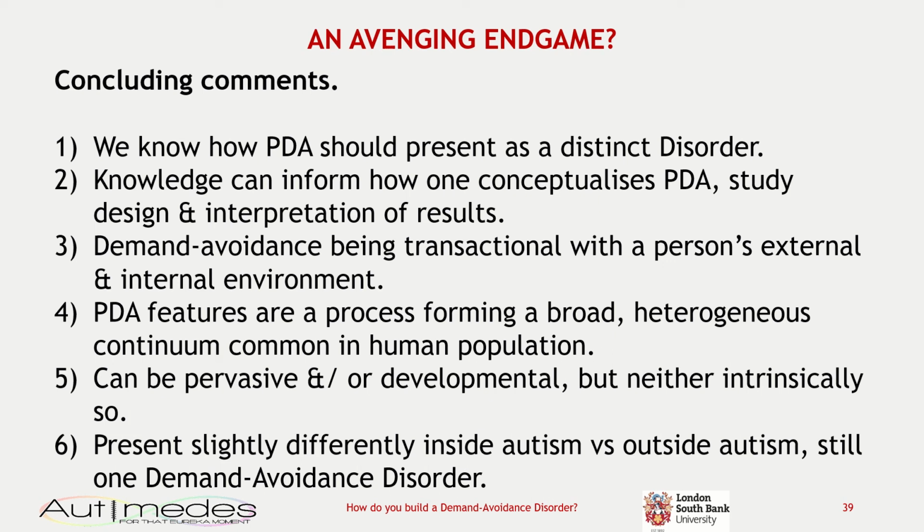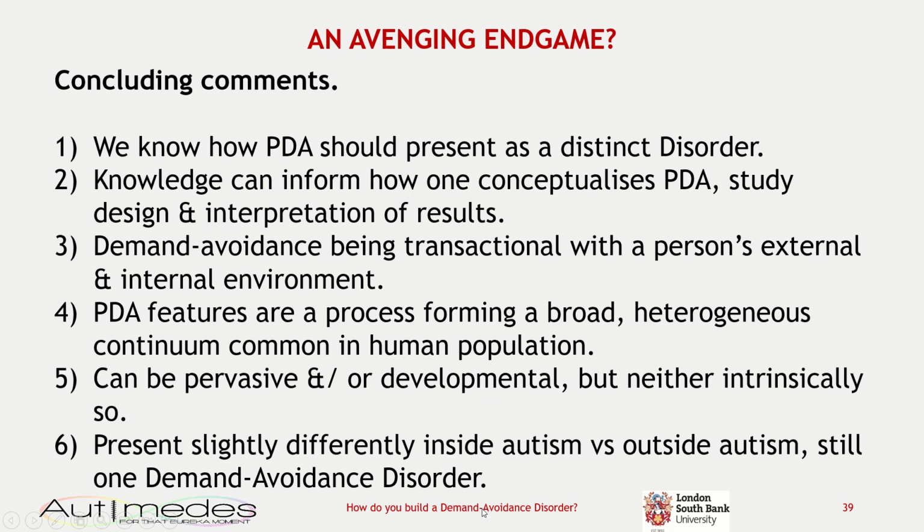So yeah, demand avoidance should be transactional with a person's environment, so it can be external and/or internal. The PDA features are a process from a broad heterogeneous continuum common to the human population. The demand avoidance features and the construct can be pervasive and/or developmental in nature, but neither is intrinsically the case, so it doesn't have to be pervasive or developmental in nature. And also that PDA should present slightly differently in autistic people versus non-autistic people, but it's still only one demand avoidance disorder. So there's only one PDA.